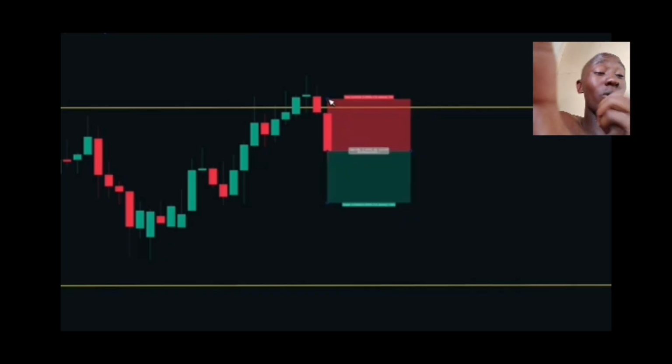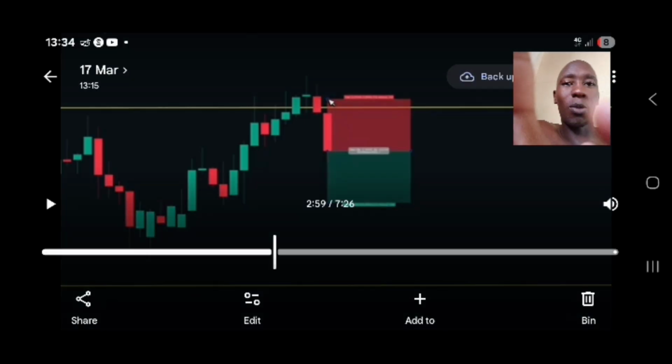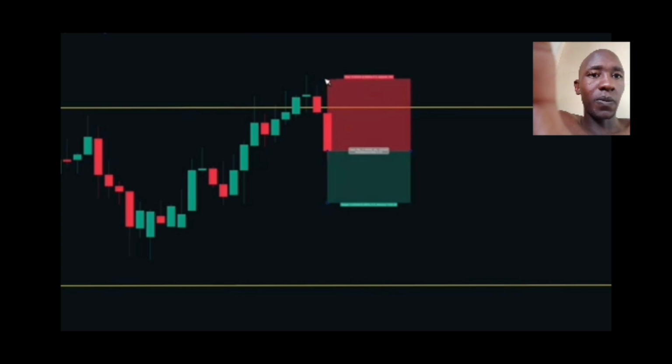But he did not wait for a retest. Why? Because he already played this replay. He already knows maybe there might not be a retest. So he's just trying to have views on his YouTube channel. I don't know the YouTuber, but let's see. Maybe this trade might hit stop loss. We don't know.